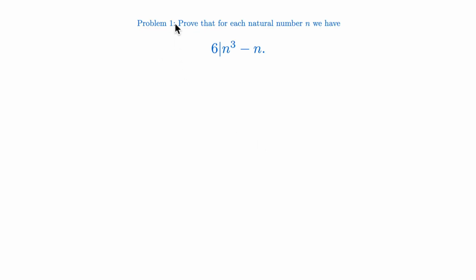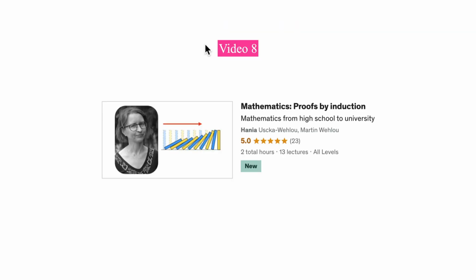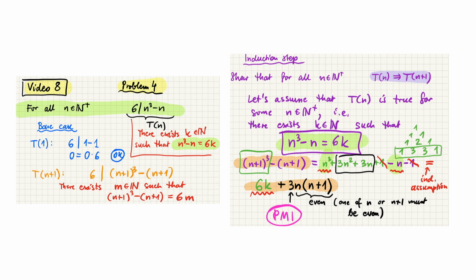And this first one in this section is: prove that for each natural number n, we have n to the third minus n is divisible by 6. And now, this very problem was solved in the course Mathematics Proofs by Induction with help of mathematical induction. But actually the proof with other methods, which I will show you now, is much nicer. So this is why I would like to show you this second method of solving this problem.